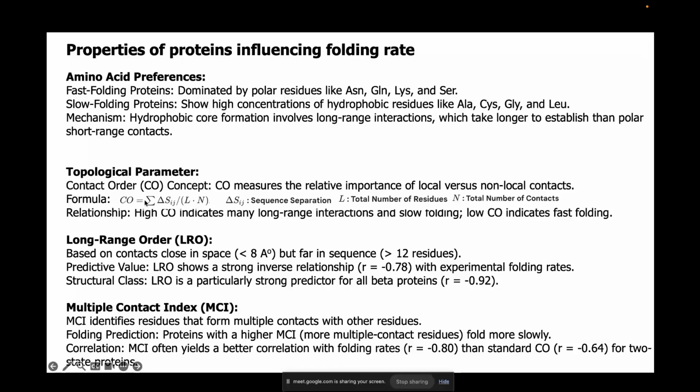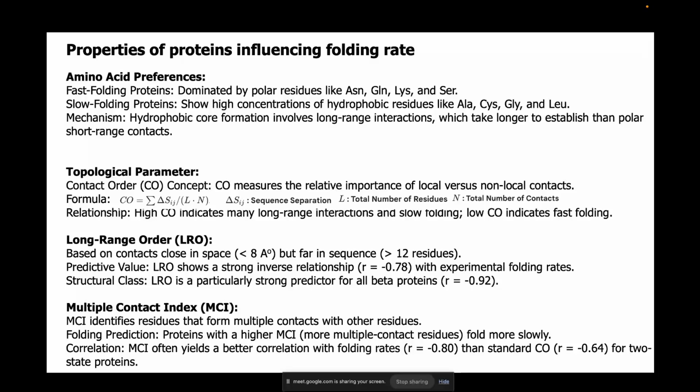In the numerator you have the sequence separation, the number of residues between any two residues that you are trying to find the contact order of. So delta S will be the distance between those two residues, L will be the total number of residues, N will be the total number of contacts, and if you sum them up over different pairs of residues, you find the contact order. High contact order means many long range interactions and slow folding, hence low contact order indicates fast folding.